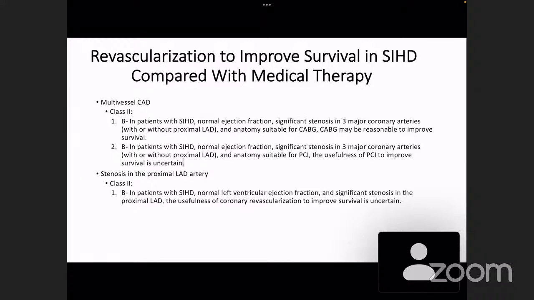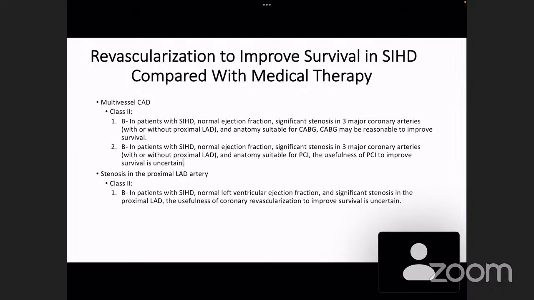Revascularization to improve the survival in stable ischemic heart disease. The multivessel coronary artery disease, class 2B indication in the same patient with normal ejection fraction, significant stenosis in 3 major coronary arteries, with or without proximal LAD, and anatomically suitable for CABG. CABG may be reasonable to improve the survival.